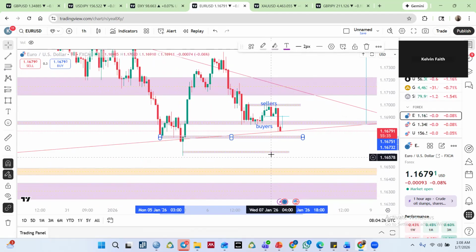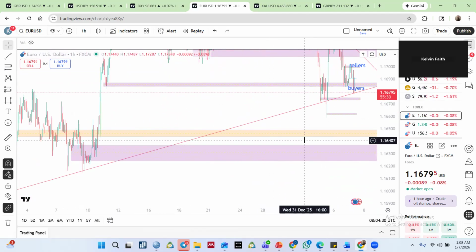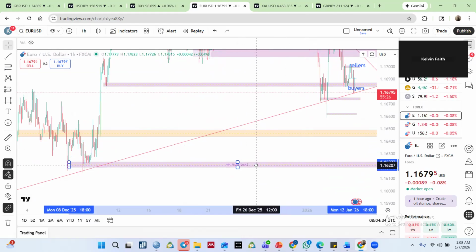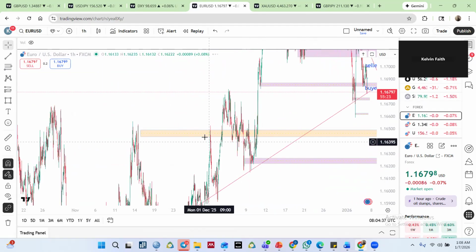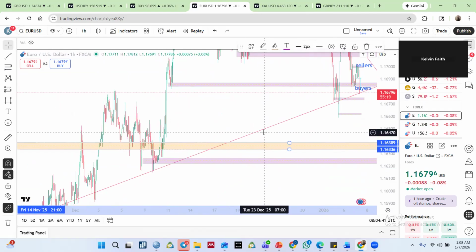So let's see what will happen here and what will happen here. But the yellow area here is a good place to expect price to come to.